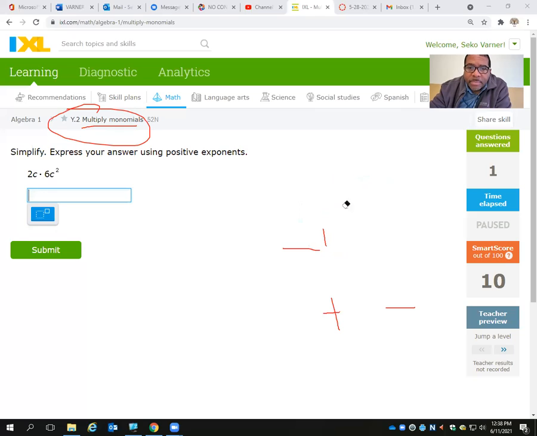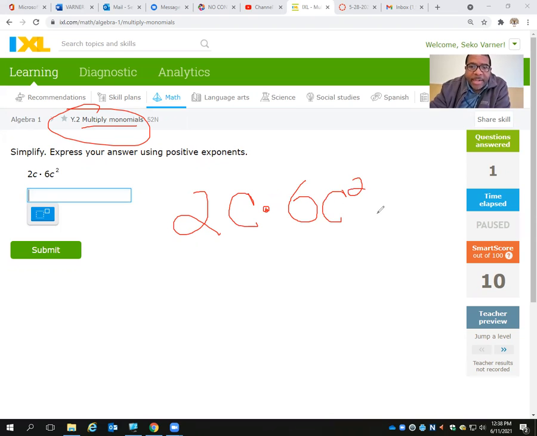So let's solve this one. 2c times 6c squared. Now, I tell you every time, always rewrite it because it makes you learn better. So what we're going to do here is multiply the 2 and the 6, and then multiply the c times the c squared. So let's start with the numbers.